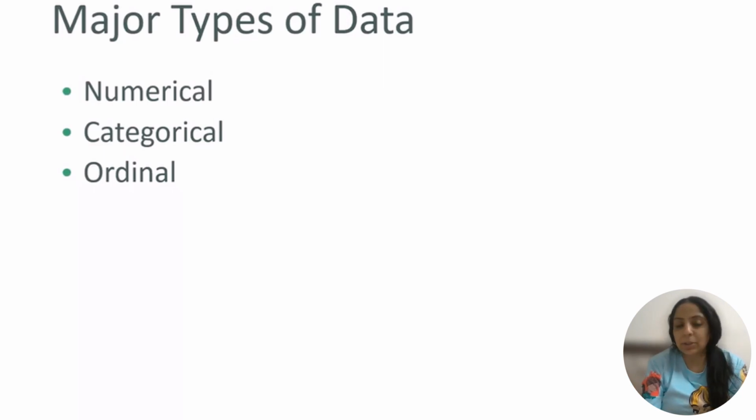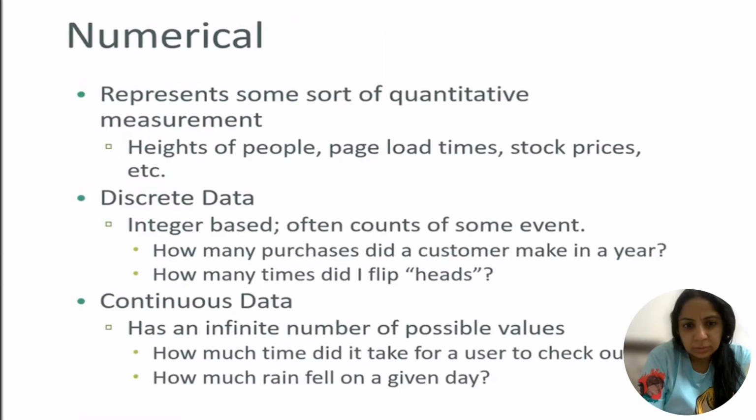There are three types of data: numerical, categorical, and ordinal. So why do we have to use numerical, categorical, and ordinal? Let's go and see in the next lecture.